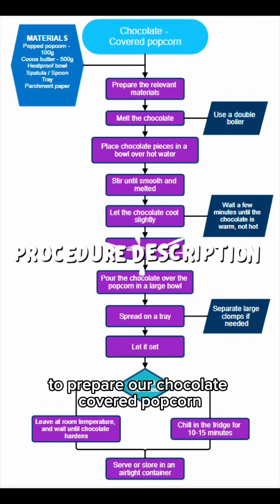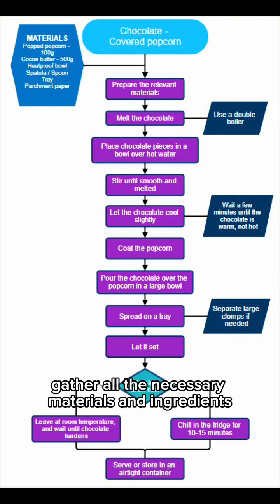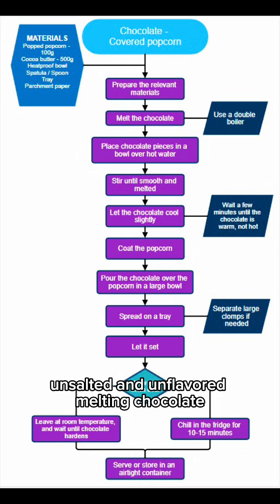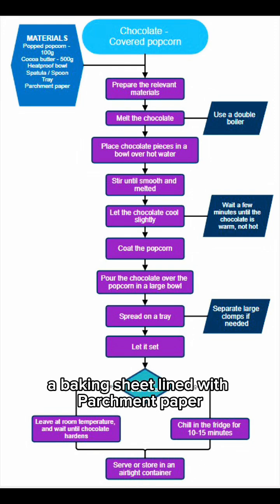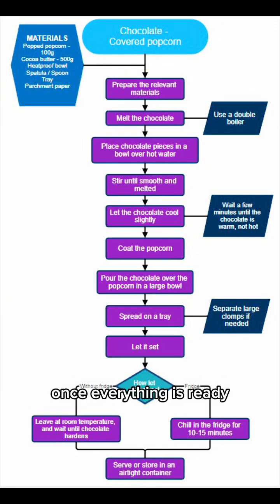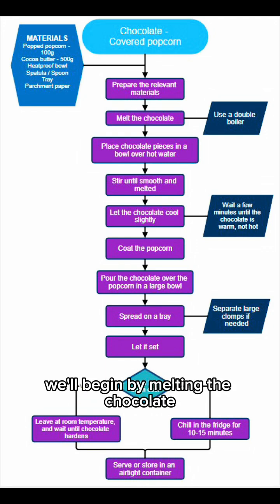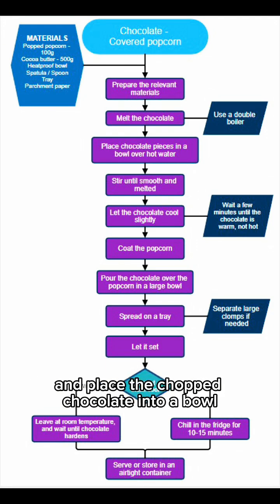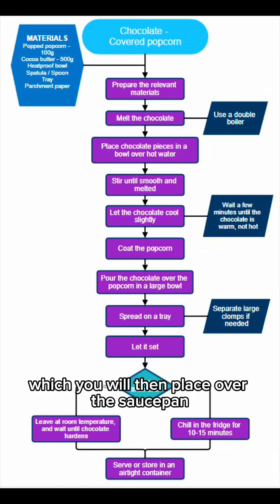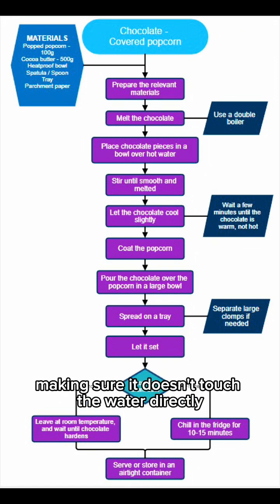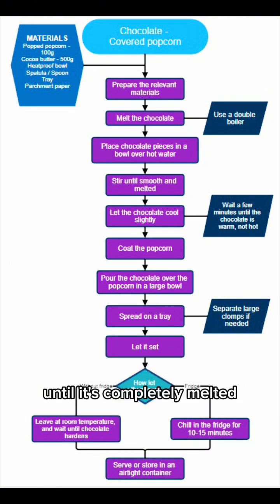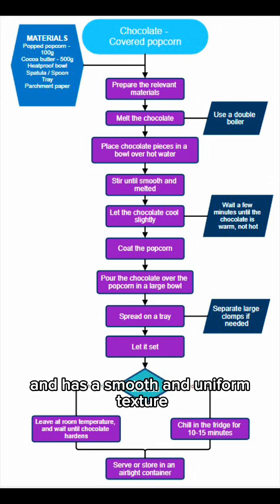And the popcorn. To prepare our chocolate-covered popcorn, first gather all the necessary materials and ingredients: pre-made popcorn, unsalted and unflavored, melting chocolate, a heat-proof bowl, a spatula, and a baking sheet lined with parchment paper. Once everything's ready, we'll begin by melting the chocolate using a double boiler. To do this, heat water in a saucepan and place the chopped chocolate into a bowl, which you will then place over the saucepan, making sure it doesn't touch the water directly. As the hot steam rises, stir the chocolate with the spatula until it's completely melted and has a smooth, uniform texture.